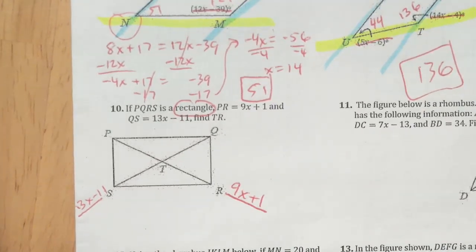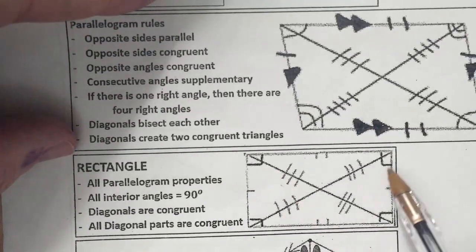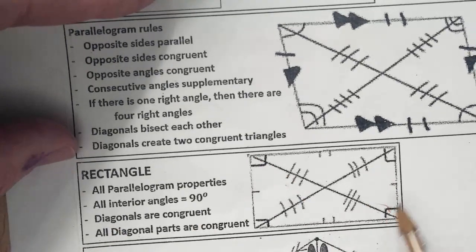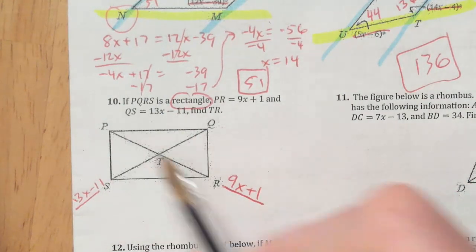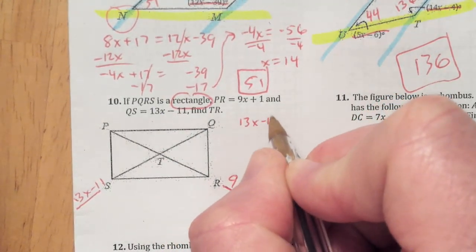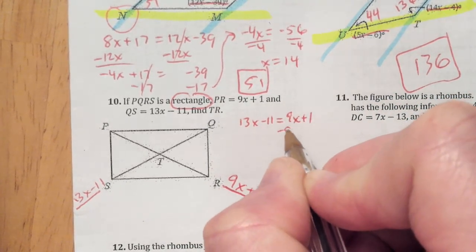All right, what's awesome about this is we know that that was triple, triple, because I'm thinking about this idea. Triple, triple. That's triple, triple. That means they're equal, which it says diagonals are congruent. So all of this equals all of this. So we can set those equal and solve. So 13x minus 11 is equal to 9x plus 1. Subtract 9x.